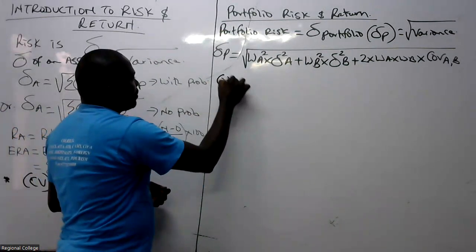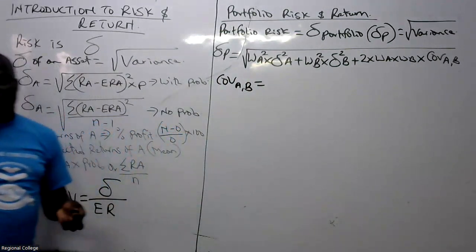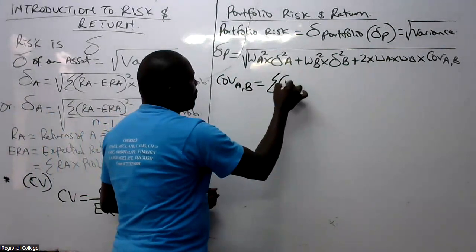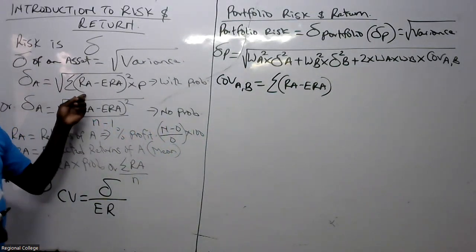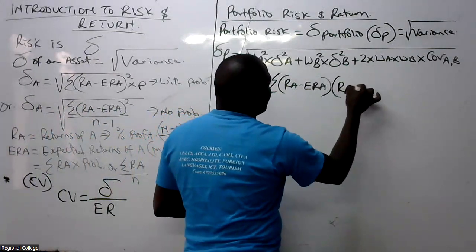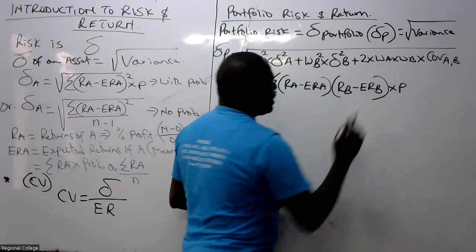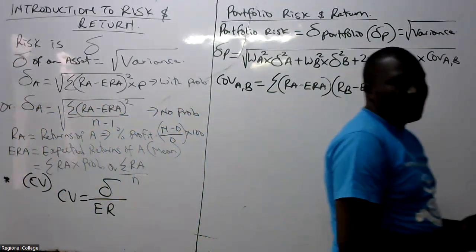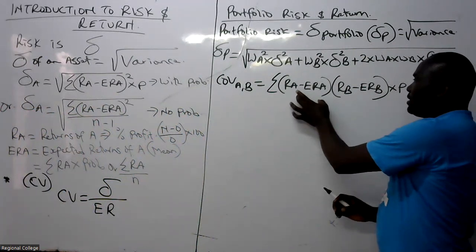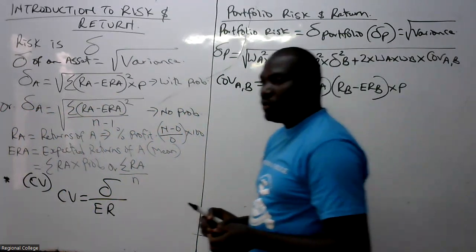So this Cov of AB, that stands for covariance of AB, equals the summation of returns of A minus expected returns of A. Then we combine it, so we have returns of B minus expected returns of B, and we multiply by the probability. So we are combining A and B.